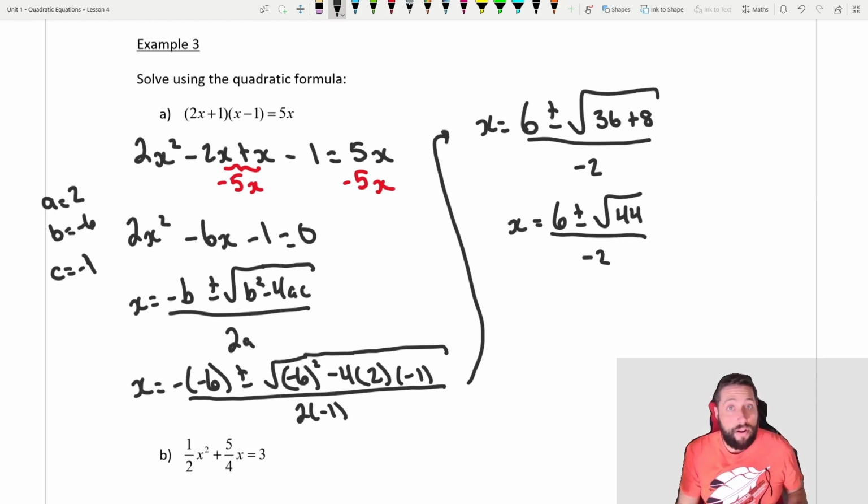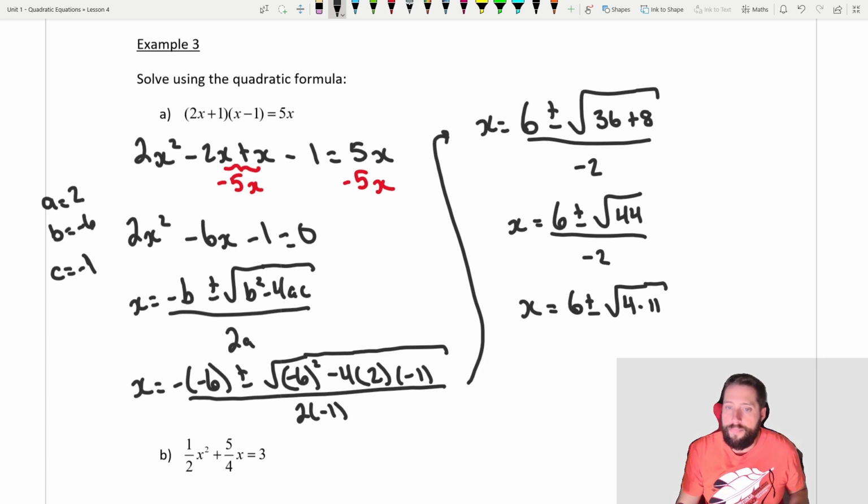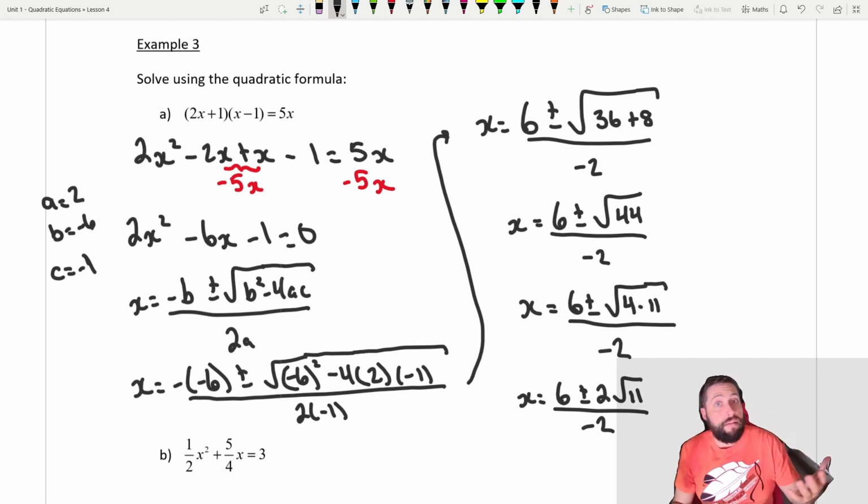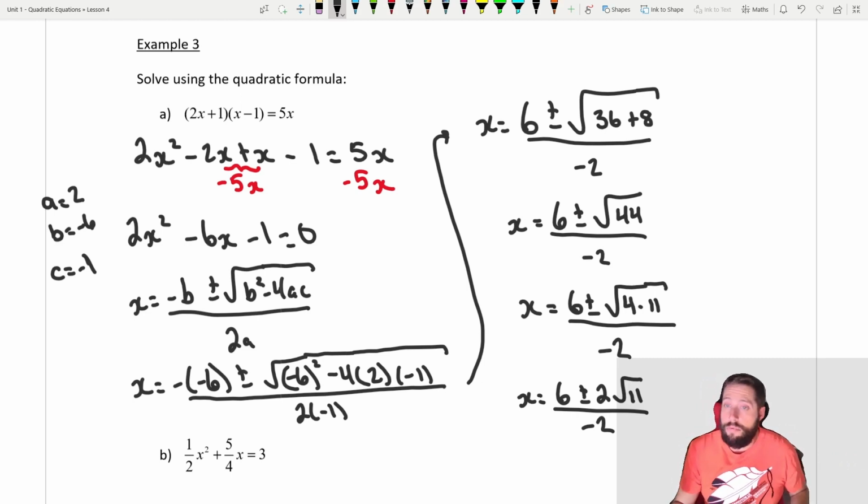We can simplify this radical, so let's do that. So we have x is equal to 6 plus or minus the root of 4 times 11, all over negative 2. x is equal to 6 plus or minus 2 roots of 11, all being divided by negative 2. Okay, we can divide everything by negative 2. So at which point we get x is equal to negative 6 plus or minus the root of 11. Oh, sorry, not 6. Sorry, it should be negative 3.